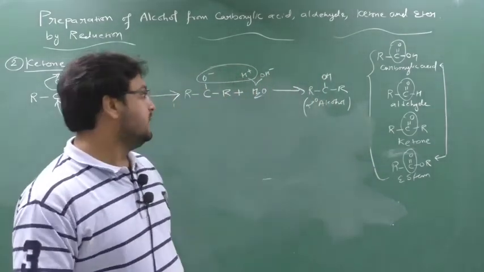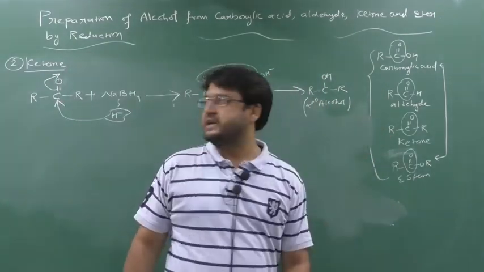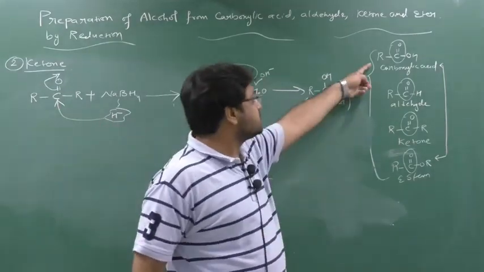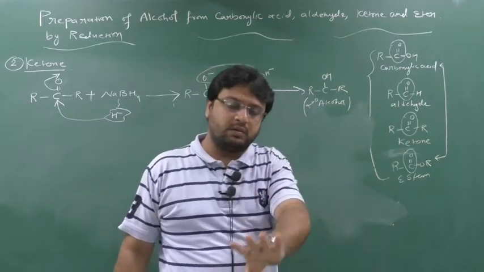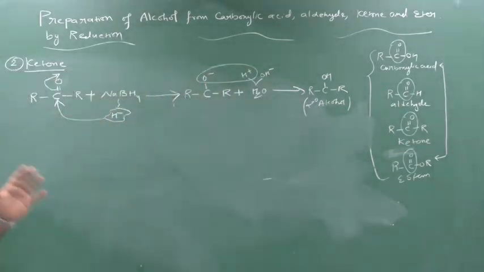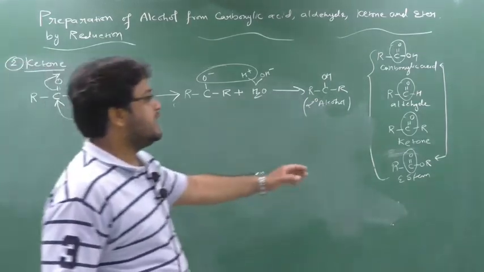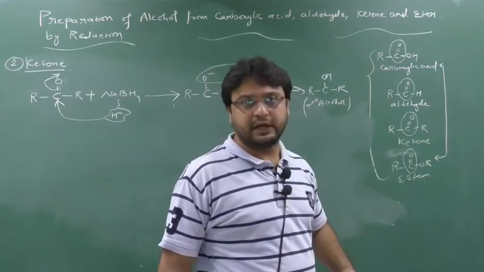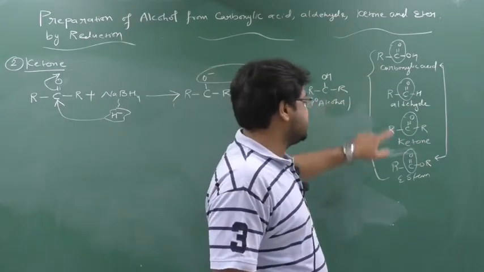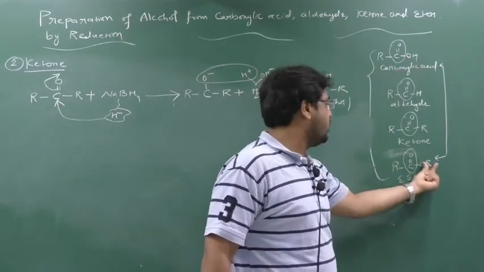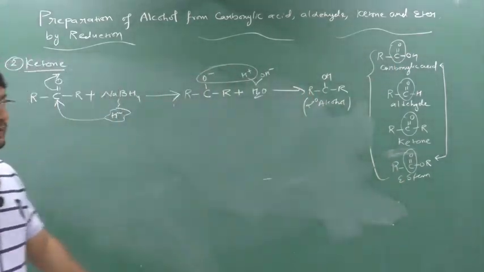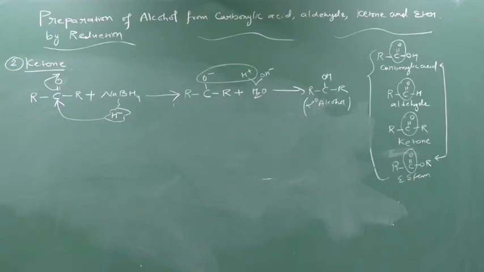Once more I repeat, in aldehyde and ketone there is only a single attack of H minus, whereas in carboxylic acid and ester there will be a double attack. How? I will show you. But always keep in your mind that aldehyde and ketone will have a single attack, carboxylic acid and ester will have a double attack of H minus. Why? Because in carboxylic acid and ester, first I have to remove this OH and OR, then I will attack on this carbon. Clear? I will show you, don't worry about it. I hope you are understanding this. Now we will go with the second example.